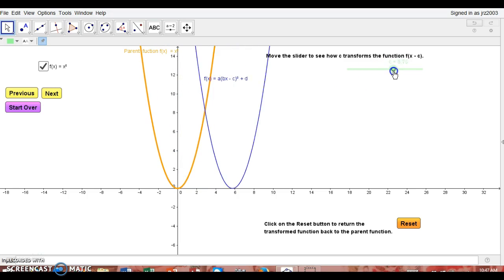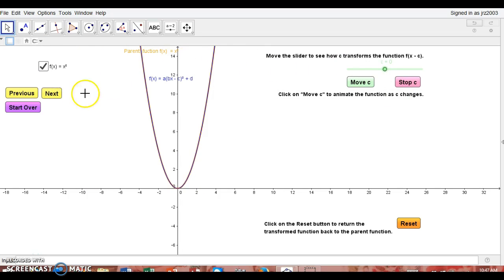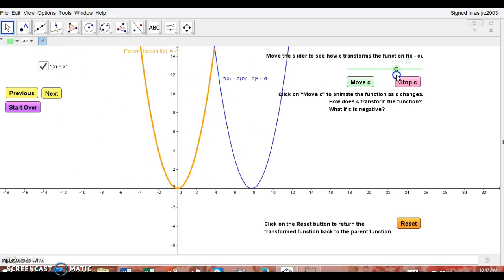You can see that C is moving the function to the left and the right. So we can move C, stop C, reset, and talk about what C does. What if C is negative? If it's negative, it moves to the left. If it's positive, it moves to the right.